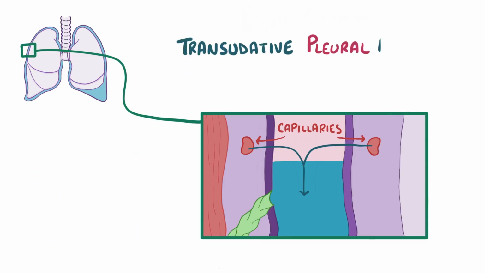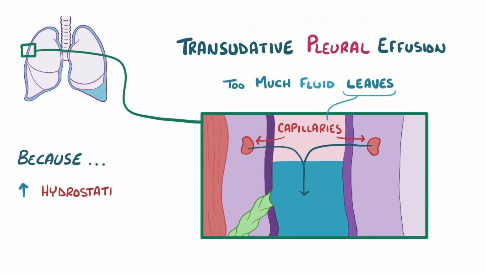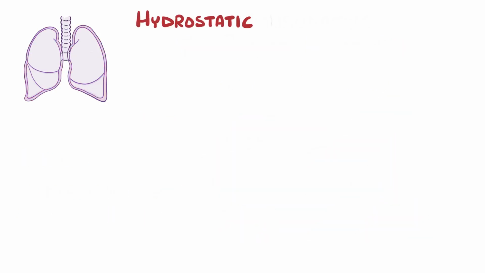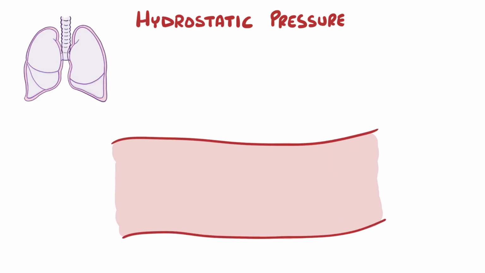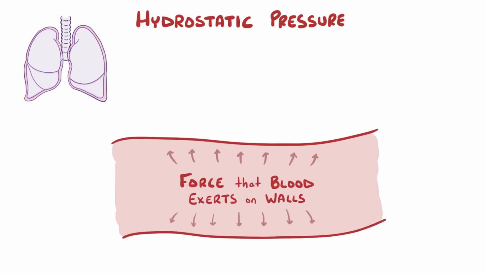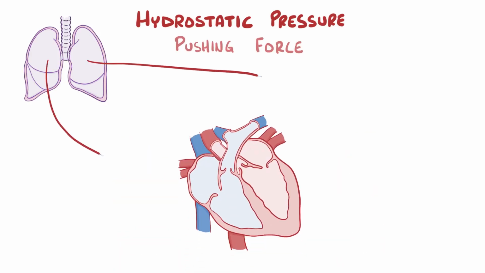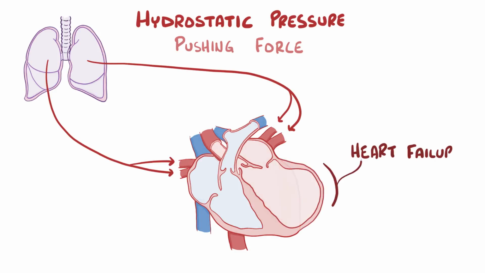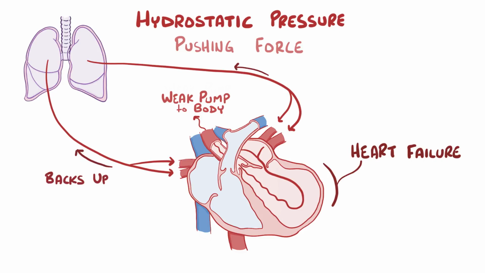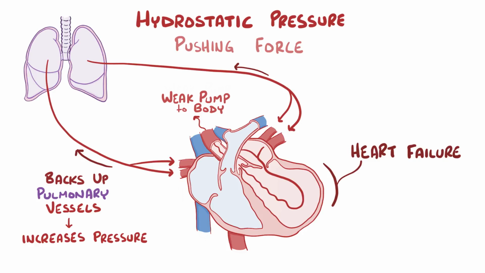A transudative pleural effusion happens when too much fluid starts to leave the capillaries, either because of increased hydrostatic pressure or decreased oncotic pressure in the blood vessels. Hydrostatic pressure is what we normally think of as blood pressure. It's the force that blood exerts on the walls of the blood vessel, and can be thought of as a pushing force. A common cause of increased hydrostatic pressure in the lung capillaries is heart failure. That's because when the heart can't effectively pump blood to the body, it backs up into the pulmonary vessels and causes the blood pressure in those vessels to rise. This high pressure forces fluid out of the capillaries and into the pleural space.